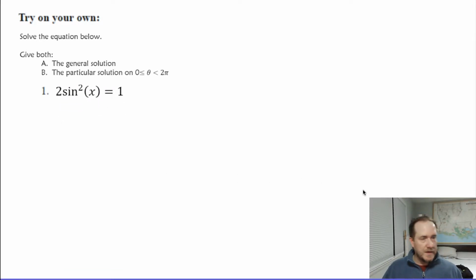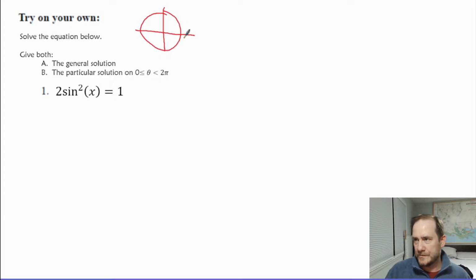This will be fun. I made the directions a little more explicit. I want the general solution, and that's what we did in class. But there's also something else called the particular solution, which is all the solutions just on a certain interval. So again, I'm asking you to do that interval. That's just the first trip around the unit circle. So starting at 0, come all the way around to 2 pi, and just give me only those solutions that you come to in the first rotation. That's called the particular solution.